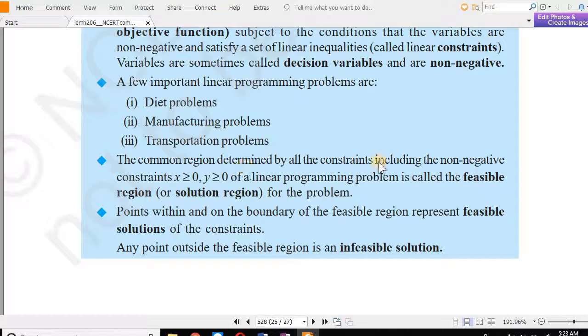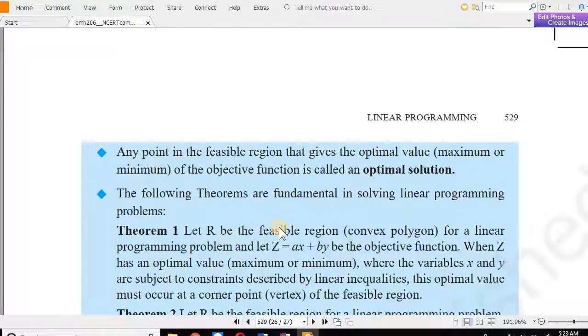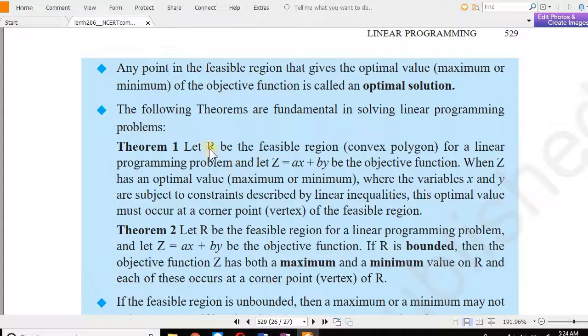The common region determined by all constraints, including the non-negative constraint, is called the feasible region. That's the blue area that you've seen in all the problems. Points within or on the boundary of the feasible region represent feasible solutions. So, in general, there are an infinite number of feasible solutions because any point in the blue region can be realized. Any point outside is called an infeasible solution. Although there are many feasible solutions, there are not so many best solutions. The best solution is called the optimal solution.